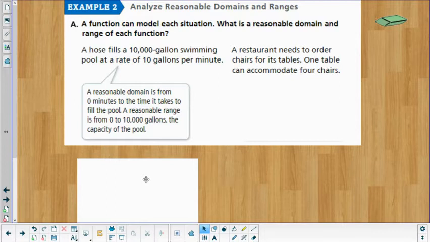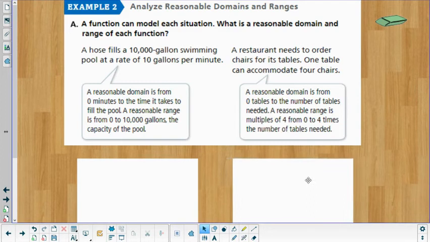Now in the second example, a restaurant needs to order chairs for its tables. One table can accommodate 4 chairs. So this one, we have tables and chairs. A reasonable domain is from 0 tables to the number of tables needed, because we're not sure how many tables will fill this restaurant. It all depends. But you can order 0 tables and you can order however many it'll fill.